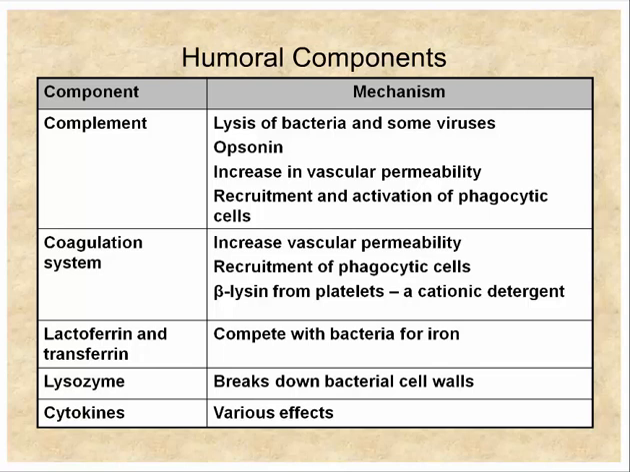And then in addition, there are also some antimicrobial substances like beta-lysine from the platelets, which is actually a cationic detergent and will destroy bacteria. Things like lactoferrin and transferrin, these are iron-binding proteins. And iron is a very important nutrient for bacteria, and since iron is fairly insoluble, there's not a lot of iron available, and so when we have these things like lactoferrin and transferrin that bind up the iron, it makes it unavailable for the bacteria, which is needed for growth.